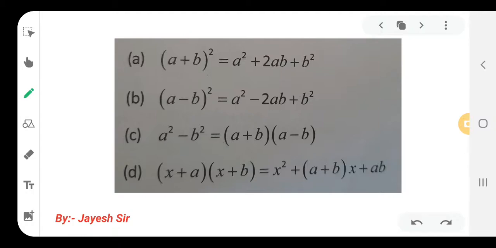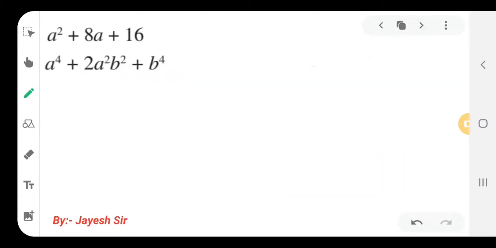Similarly, the fourth identity is (x plus a) inside one bracket, (x plus b) inside the other bracket, which could be further written as x square plus (a plus b) x plus ab. I think you are all clear. You can write the formulas. The first three identities are used a lot in grade 8, much more usage of those three identities is there. The fourth identity is not used that much. Let us also now understand an example based on it for a better understanding of the concept.